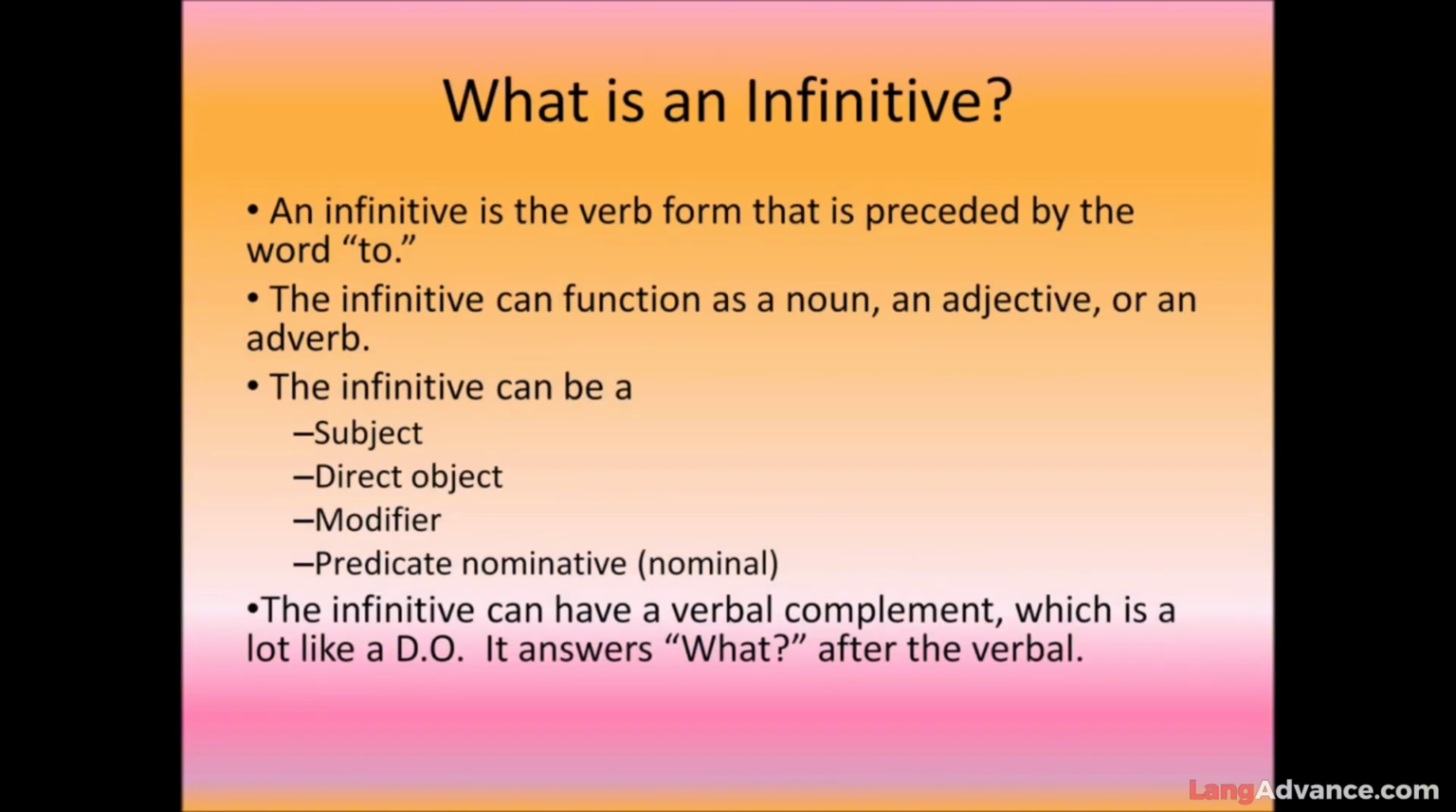An infinitive is the verb form that is preceded by the word to. The infinitive can function as a noun, as an adjective, or as an adverb. The infinitive can be a subject, it can be a direct object, it can be a modifier, it can be a predicate nominative, and it too can have its own direct object.